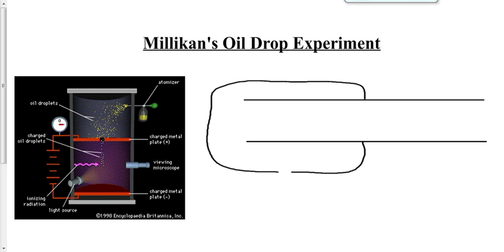He sets up an experiment called the oil drop experiment, which basically consists of two charged parallel plates. We'll make the top one positive and the bottom one negative, although they could be reversed. It's not really a big deal. That, by the way, would require a power supply that would look like this, with a positive terminal there and a negative terminal there. And then what we do is inject tiny little microscopic oil droplets in between these plates.